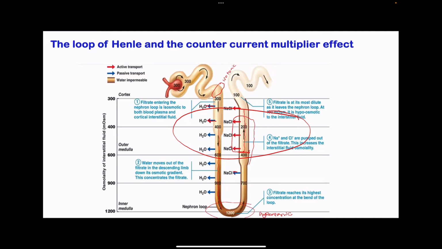The filtrate is losing more of the ions, and by the time it reaches this region here, it's going to be hypotonic, meaning it has more water in comparison to the surrounding tissues. So there is a higher chance of more water reabsorption in the distal convoluted tubule as well as in the collecting ducts if ADH hormone is released because the filtrate concentration has been balanced out.